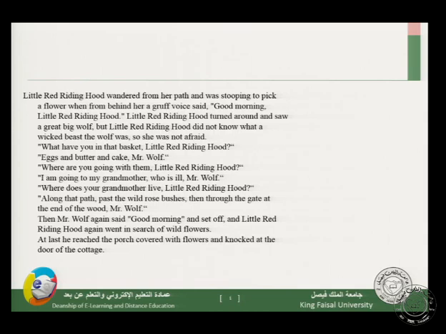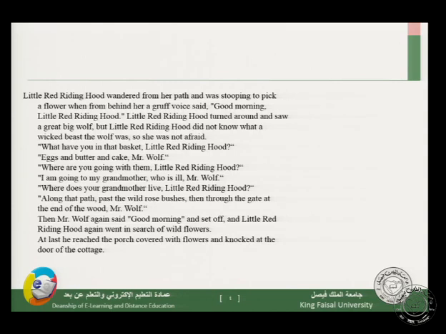In some stories, they say that the wolf eats the grandmother, and then the wolf takes the place of the grandmother on the bed. And when Little Red Riding Hood goes into the house of her grandmother, she notices the difference in shape of her grandmother.